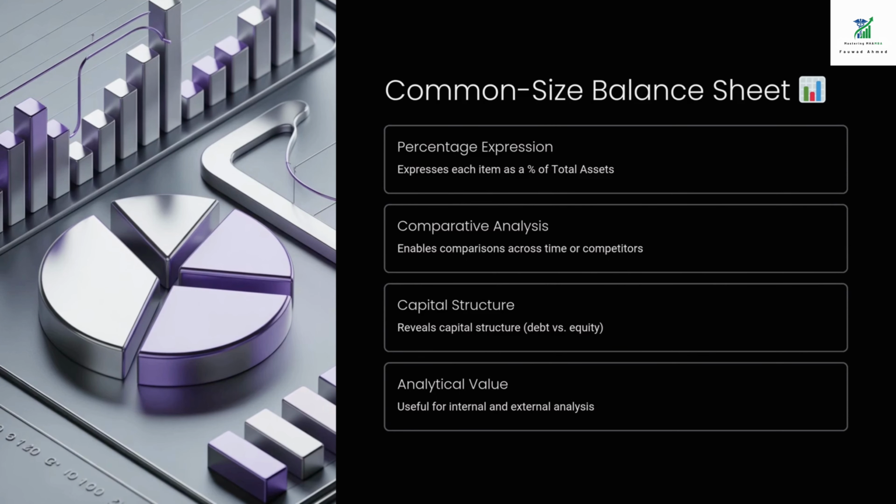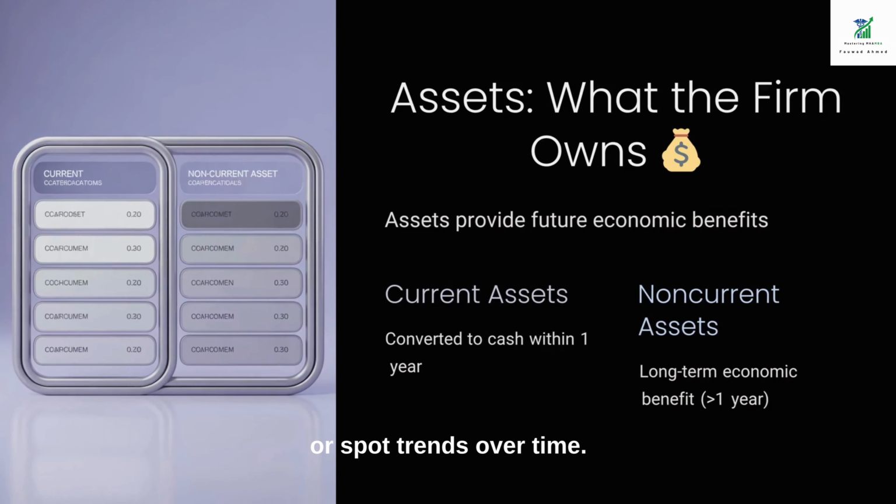Common size balance sheets. Analysts often convert each line item into a percentage of total assets. This creates a common size balance sheet that reveals the structure of assets, how much is in cash versus long-term investments. The capital structure, how much debt versus equity is used. It's a simple but effective tool to compare firms or spot trends over time.